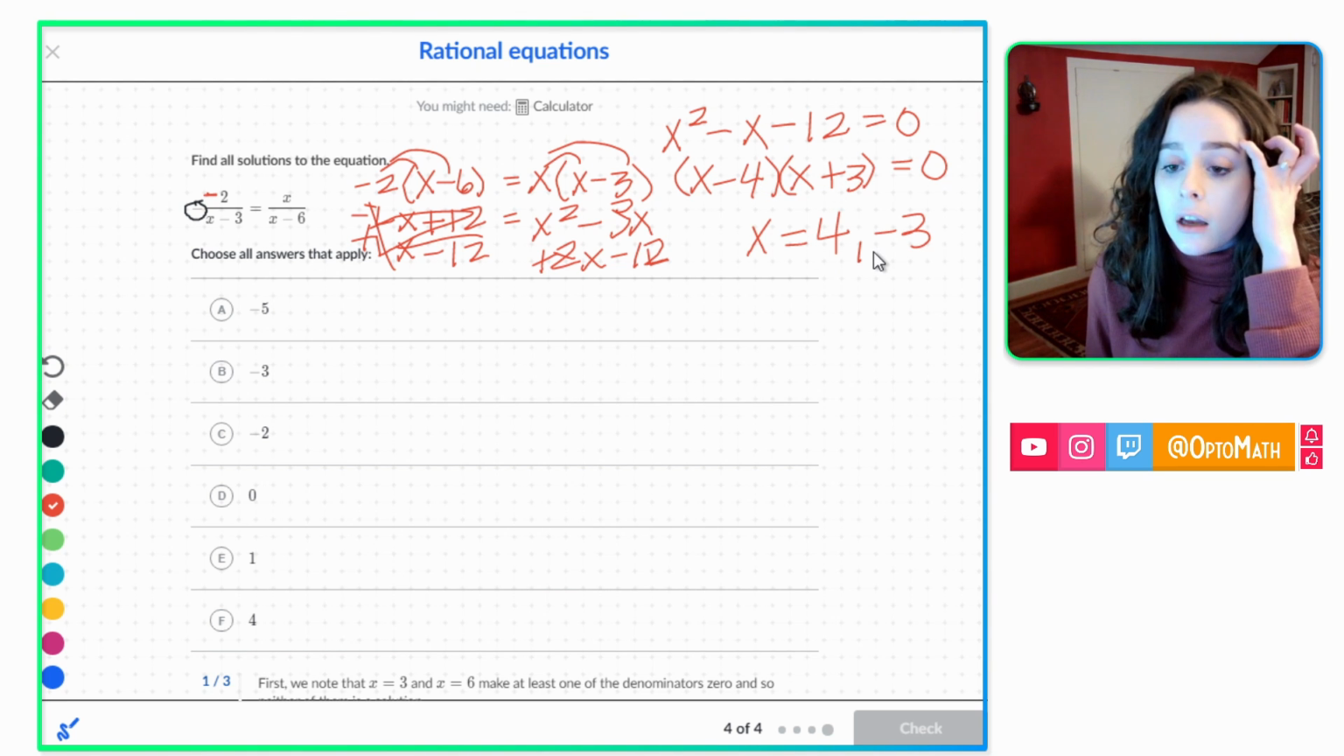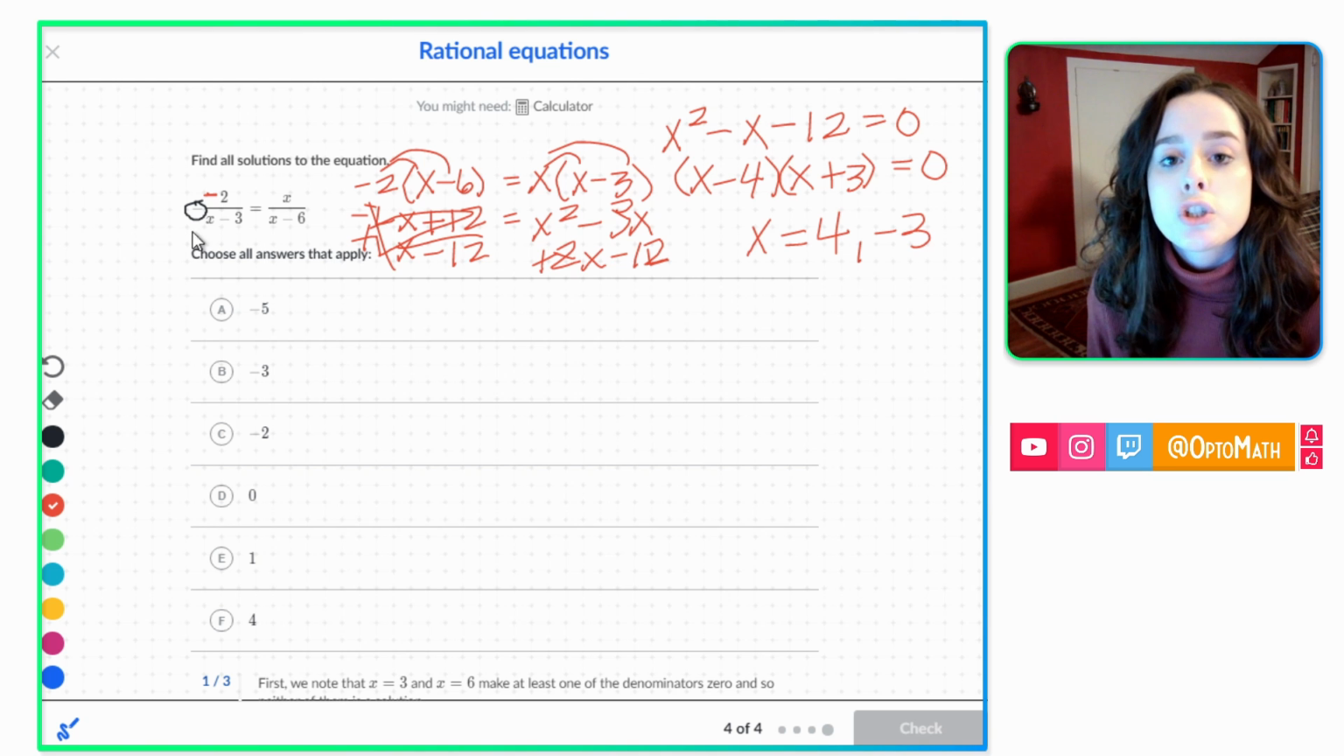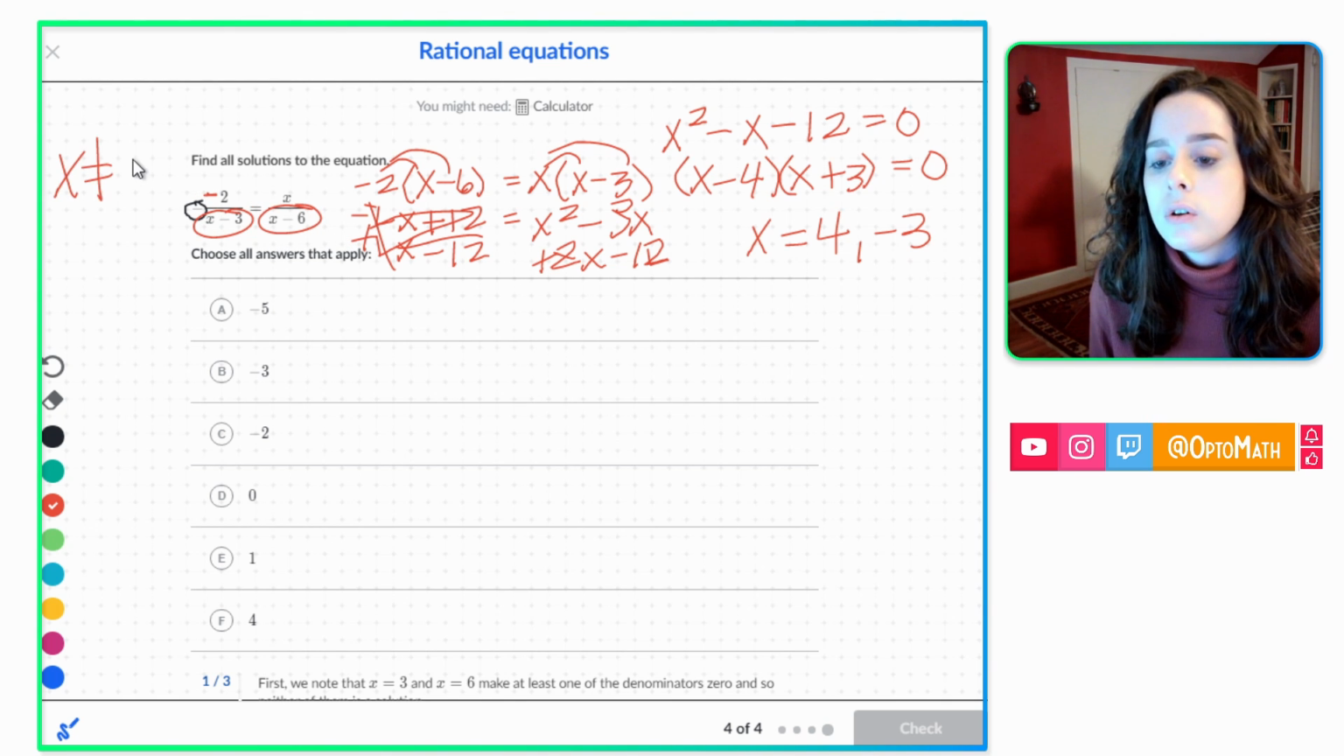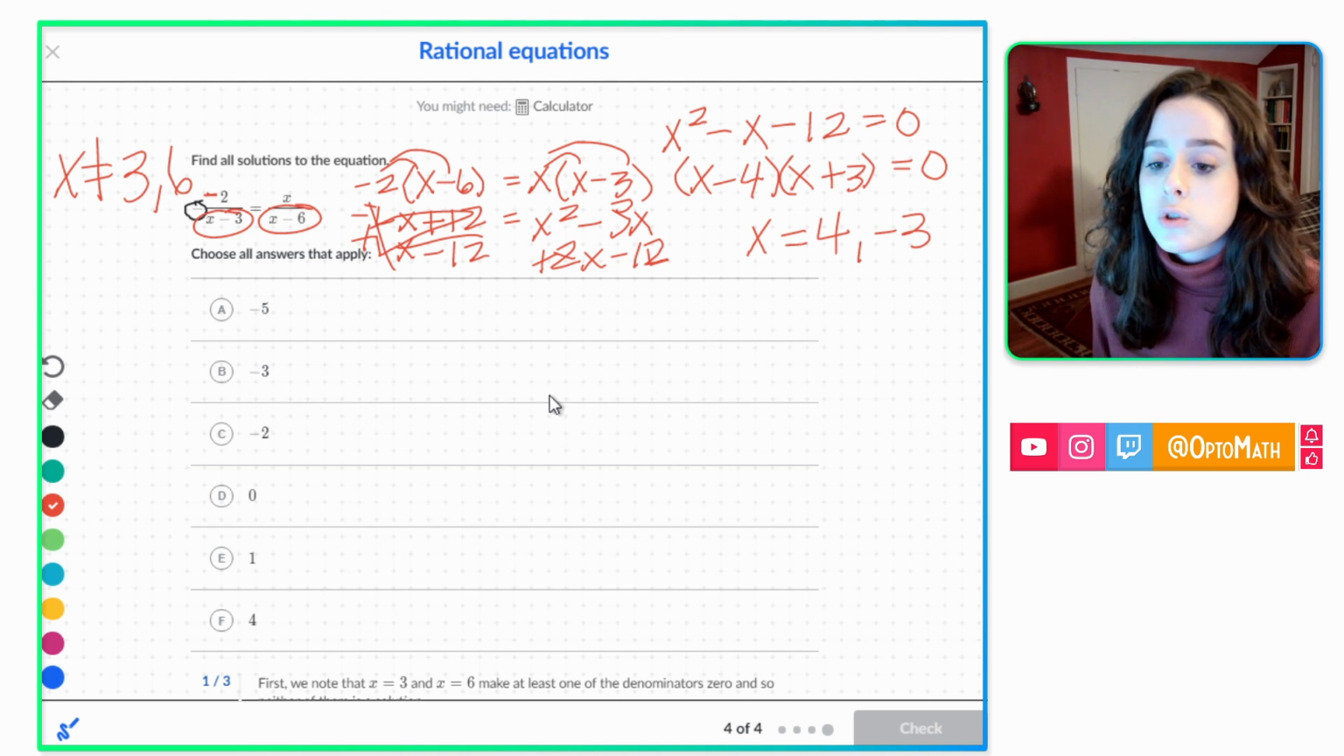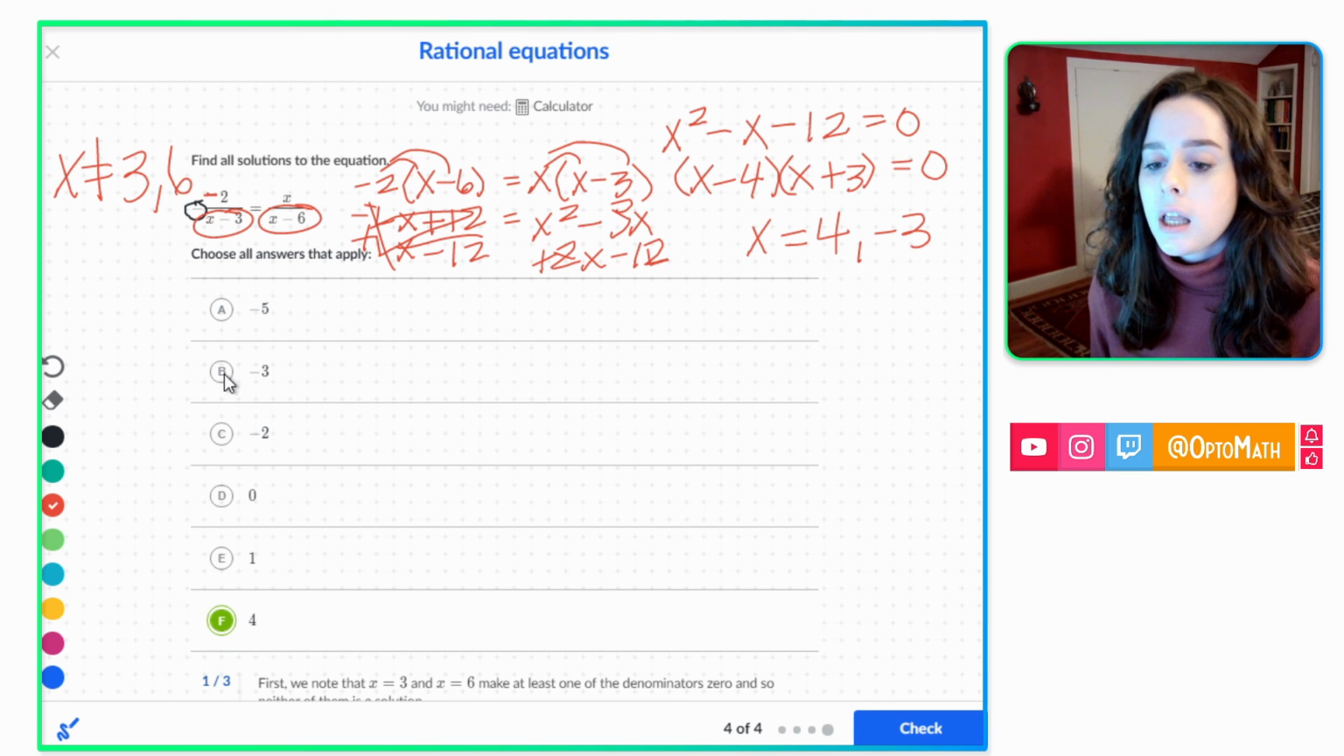Now let's double check. Let's look at the restrictions of our original, because that's what I messed up on before. If x minus 3 is the denominator and x minus 6 is the denominator, x cannot equal 3 or 6. So that doesn't interfere with our solutions, which is cool. Both of these should be our solutions, 4 and negative 3.